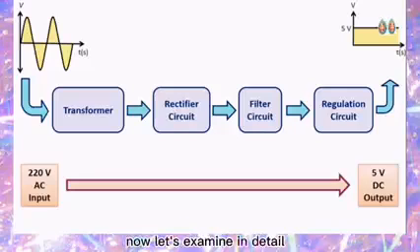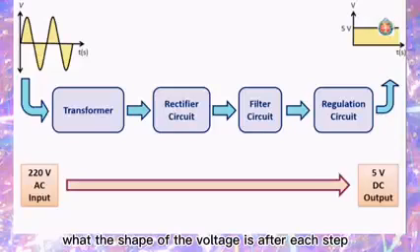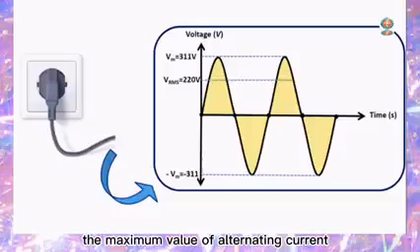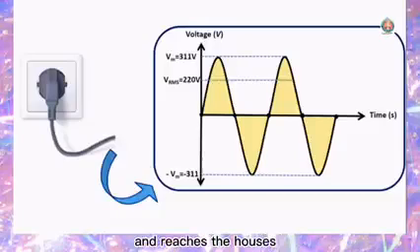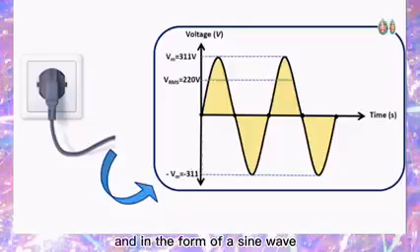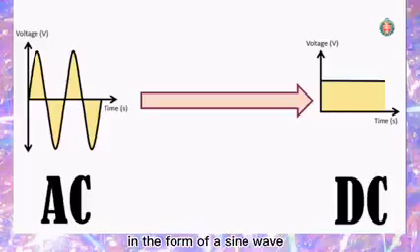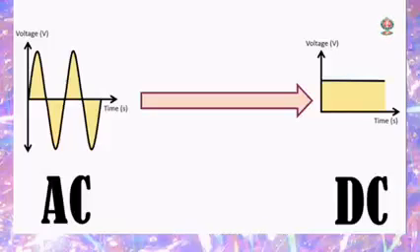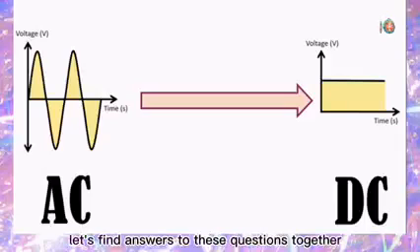if you wish. Now, let's examine in detail what the shape of the voltage is after each step and what the circuit diagram looks like. The maximum value of alternating current, which is produced in power plants and reaches the houses with an effective value of 220 volts, is approximately 311 volts, and in the form of a sine wave. So how is this AC voltage in the form of a sine wave converted into a smooth DC voltage by going through these stages? How does the voltage time graph look like at the end of each stage? Let's find answers to these questions together.